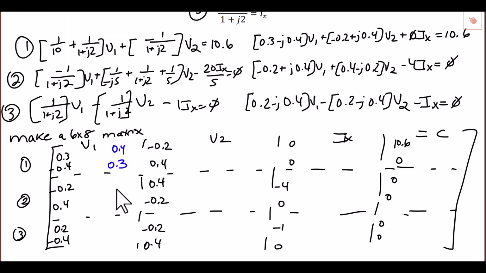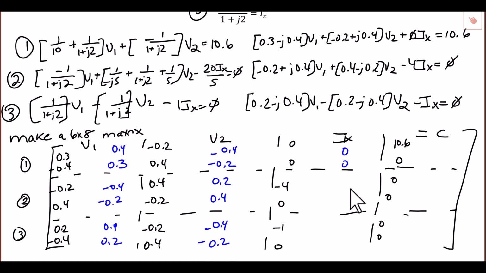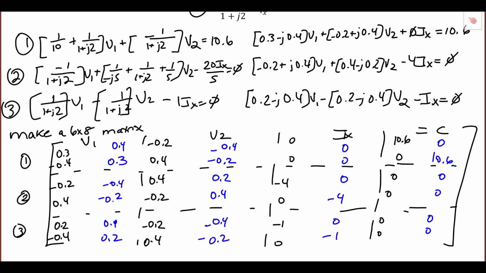And now we do our second column, 0.4, 0.3, negative 0.4, negative 0.2, and 0.4, 0.2. Our fourth column, negative 0.4, negative 0.2, 0.2, 0.4, negative 0.4, negative 0.2. Our sixth column, 0, 0, 0, negative 4, 0, negative 1. And the final column, 0, 10.6, 0, 0, 0, 0.